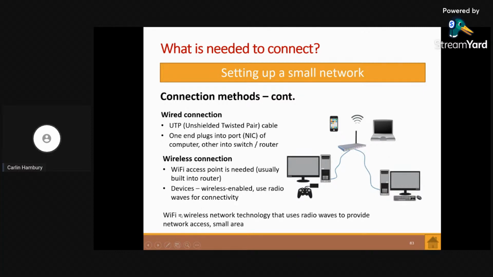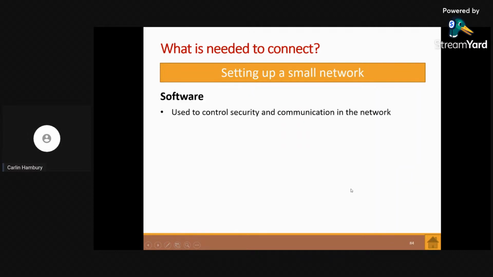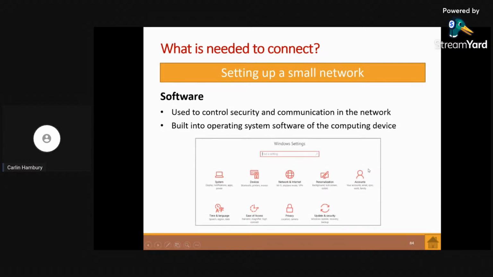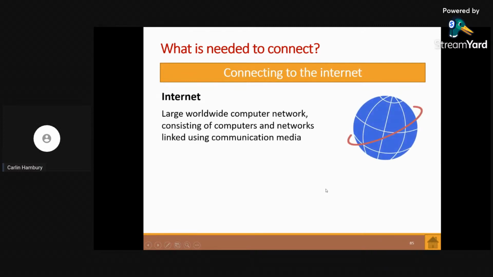Just remember, what is Wi-Fi? It's a wireless network technology that uses radio waves to provide network access. Okay. Right. Then we also need some software. And the software is used to control and communicate in the network. A lot of this, guys, you don't see because it's built into your phones, it's built into your laptops, it's built into your computers. It's already there. And the software, together with that hardware, is what allows you to connect to these Wi-Fi zones and to networks as well. And then connecting to the internet.